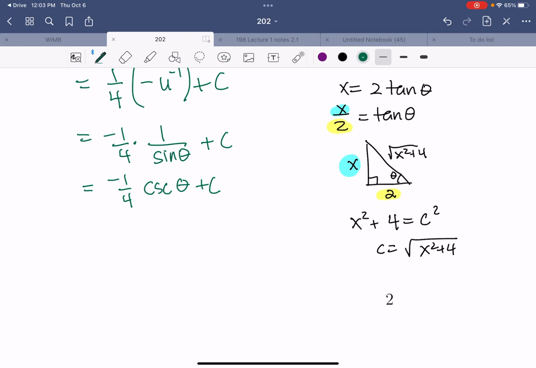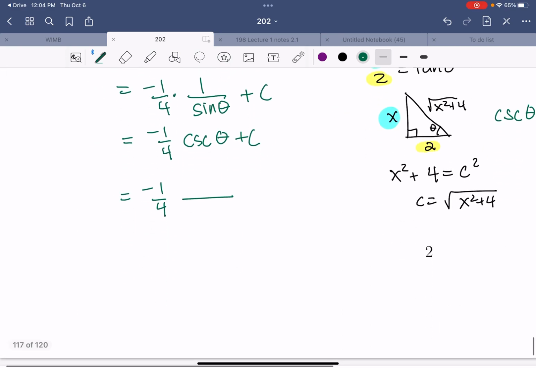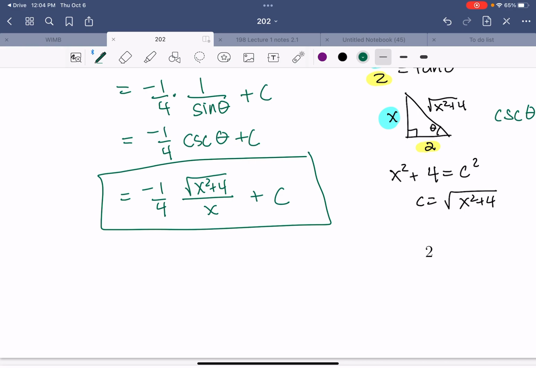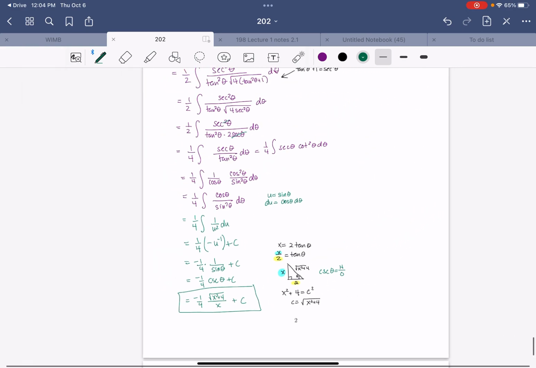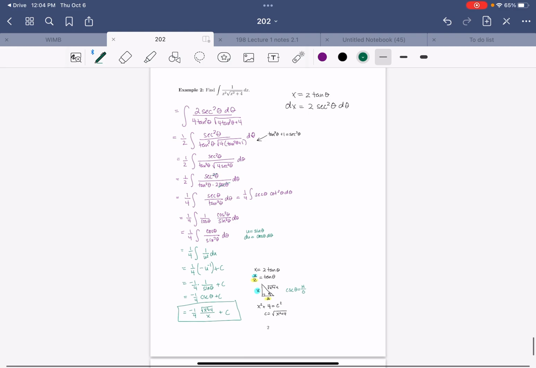Now that we've completed our triangle, we can go back and find our cosecant of theta. Cosecant, remember, is the reciprocal of sine. Sine is opposite over hypotenuse, so cosecant is the hypotenuse divided by the opposite side. So the hypotenuse is the square root of x squared plus 4, and the opposite side is x. And we get our plus c. Okay, so again, quite a bit going on here from top to bottom. This is why you have a whole page to work these out on. Okay, a lot going on.